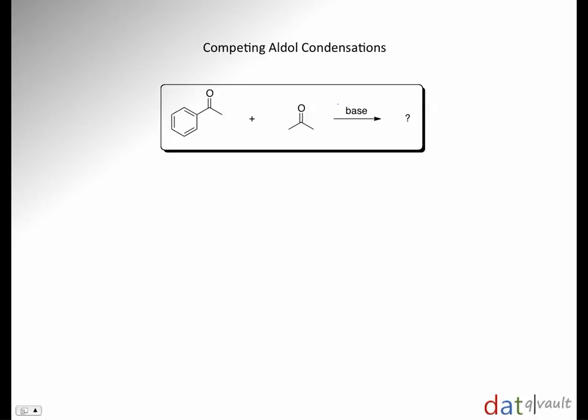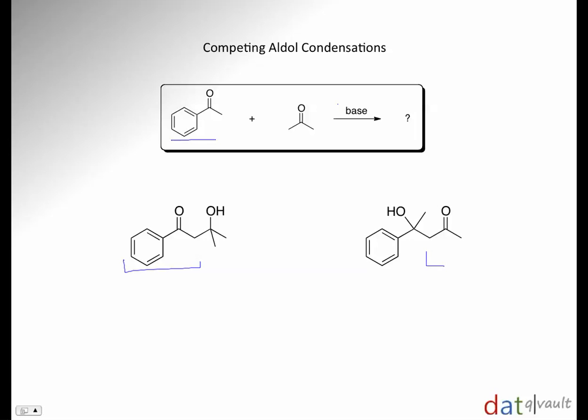Alright, so there's actually quite a plethora of different products that can come from this reaction. The first product is where benzophenone here on the left hand side will get deprotonated by the base and act as the enolate, and if it condenses with acetone, it'll form this product down here, benzophenone being our enolate. If acetone over here becomes our enolate, it'll condense with benzophenone to make this product over here on the right.